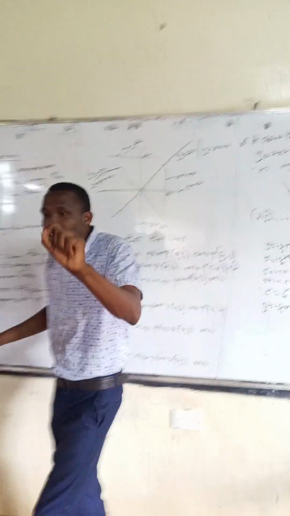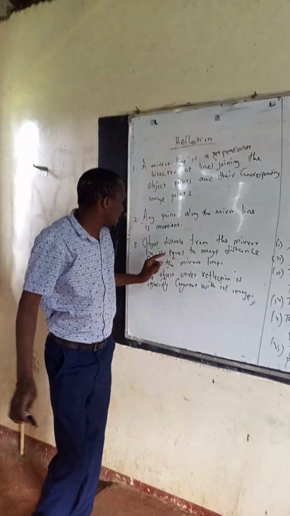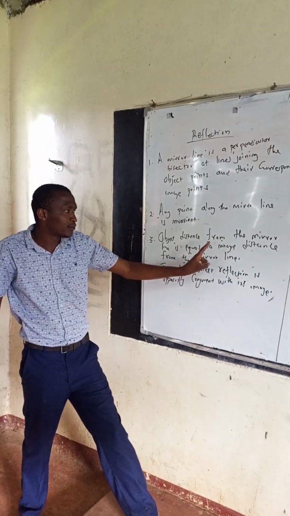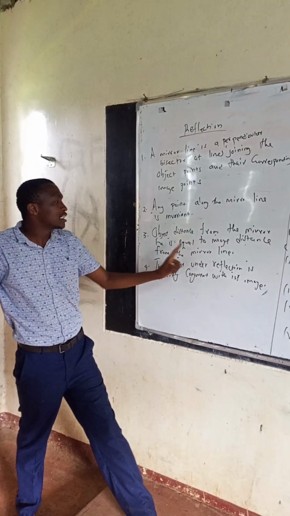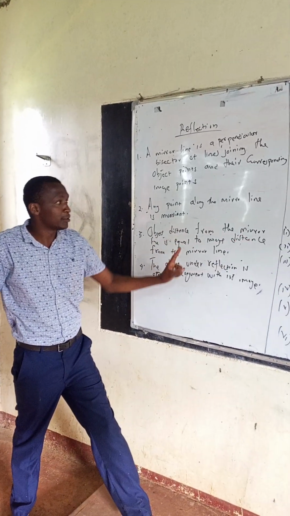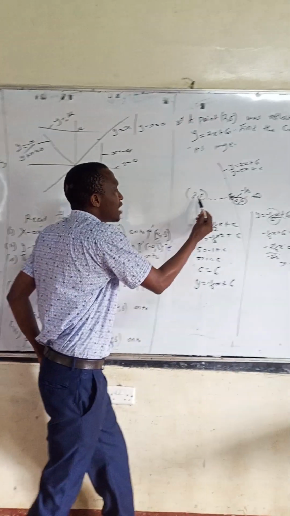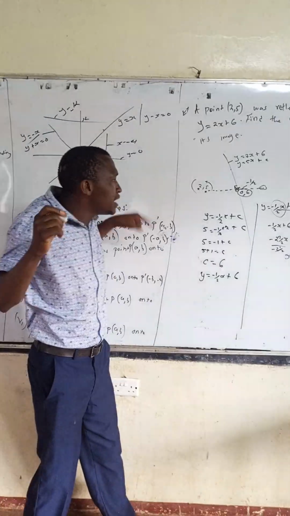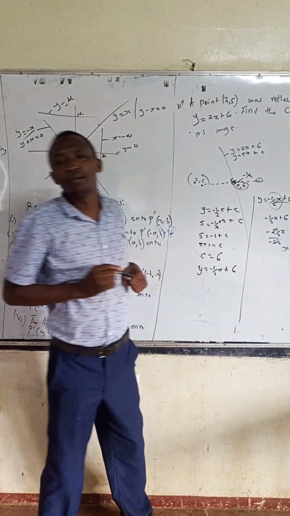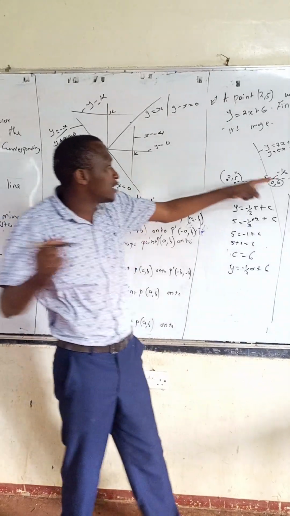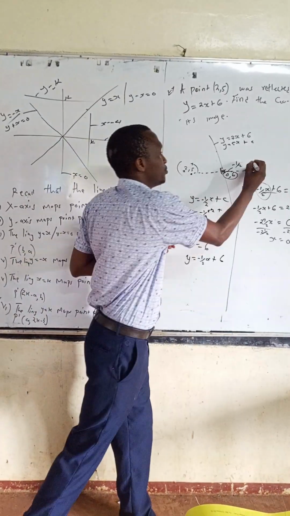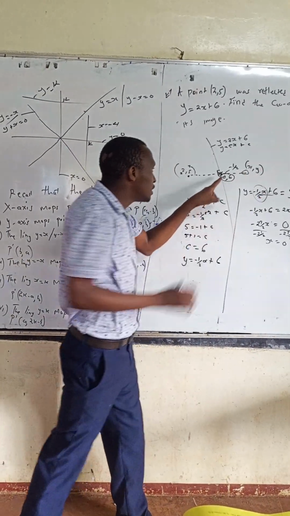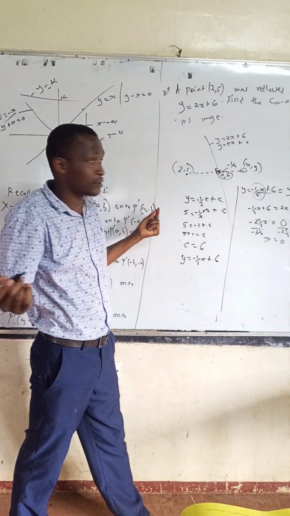Using the same concept I gave you earlier, the object distance from the mirror line is equal to the image distance from the mirror line. Meaning the distance from here up to here is the same as the distance from here to where the image is. So this point will be the midpoint. By letting the coordinates of the image be (x, y), we know this is the midpoint, and you know how to find the midpoint.